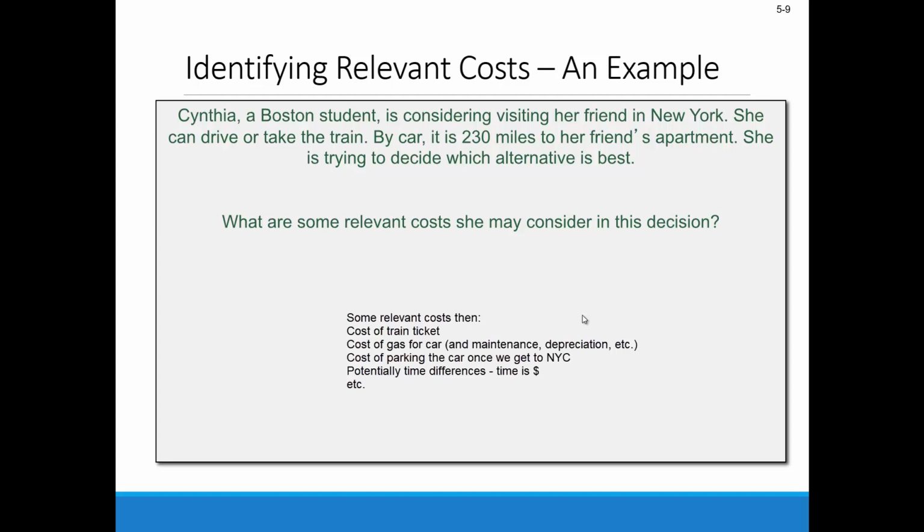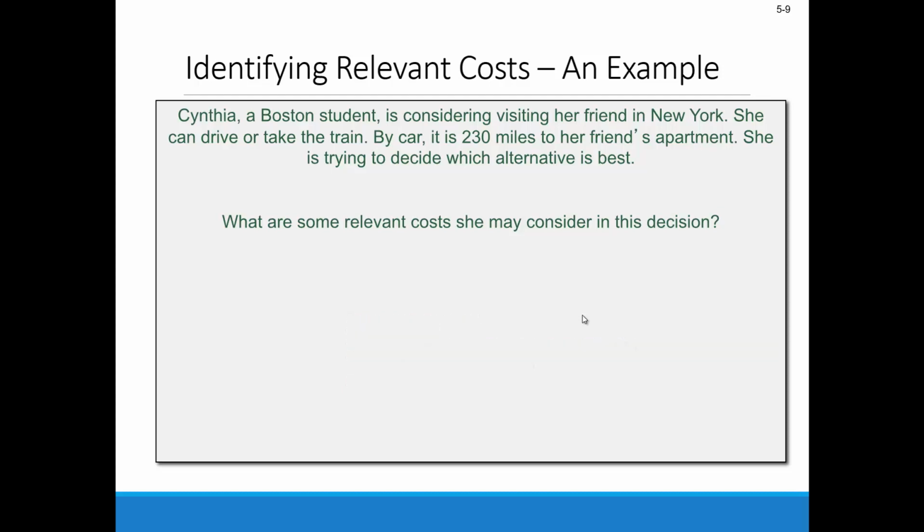When we get to New York, we'd have things like parking also, if we're driving ourselves, whereas if we take the train, we don't. So there's other things that would come about too in terms of like time maybe that could be quantified, but some of the more obvious examples are the things that I've just mentioned here.